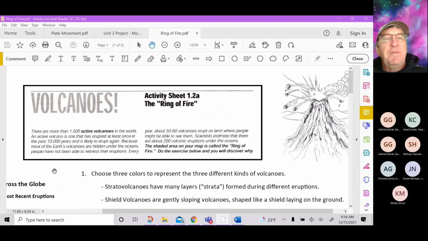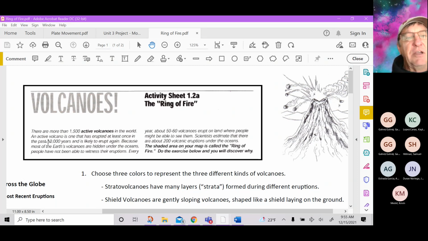There are more than 1,500 active volcanoes in the world. An active volcano is one that's erupted at least once in the past 10,000 years and is likely to erupt again. So this is amazing. If it's active, it's erupted within the last 10,000 years, and that's still considered active. It might have been sleeping for 9,000 years, but we still consider it active.